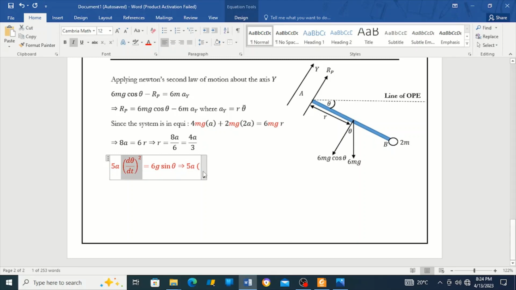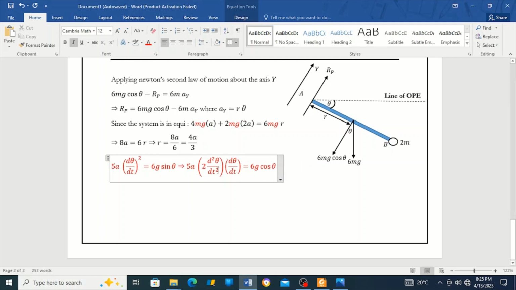the theta by dt all squared, we drop down the power, then we differentiate. We have 2, then we differentiate the theta by dt, it gives us the squared theta by dt squared, and then we multiply it with the theta by dt to the power 2 minus 1, and 2 minus 1 is simply 1. Okay, so we just have that. Then we equate it to 6g, we differentiate sine theta, we get cos theta.